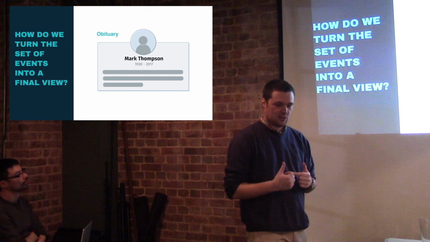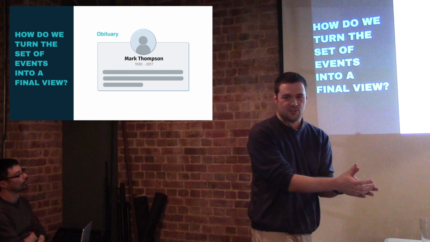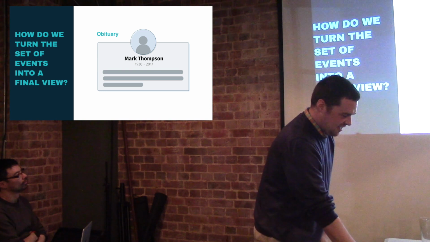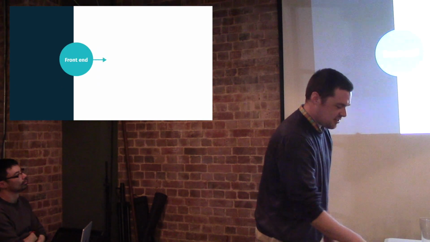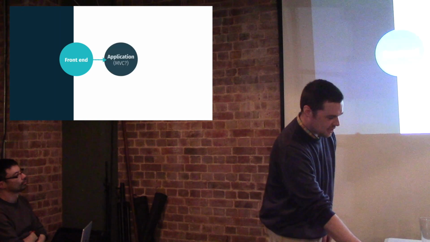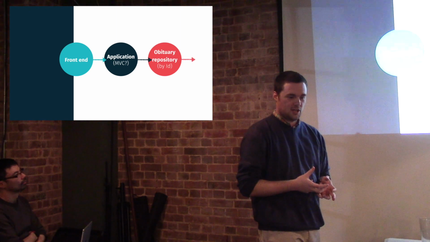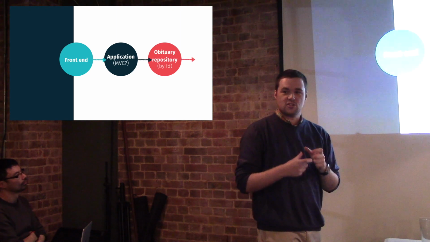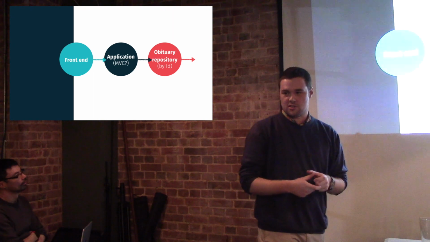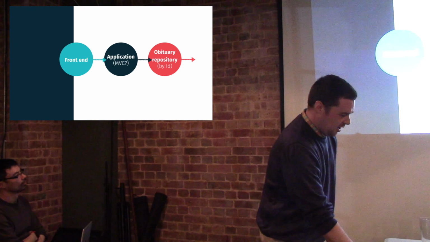So you're probably wondering, how do we get that set of events into something that's a final front end? In event sourcing, you start with the front end, just like anything else. You go to the application layer, and then you hit an obituary repository, but this is an event-sourced repository rather than just a repository that gets raw data from the database.